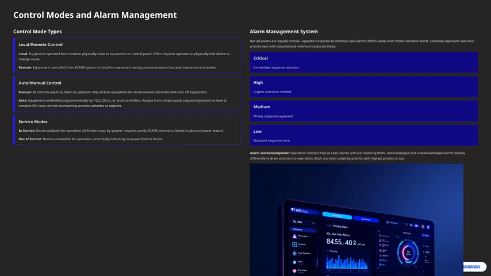Manual mode, on the other hand, involves operators explicitly controlling all functions, which may include some interlocks for alarms that shut off equipment when necessary.